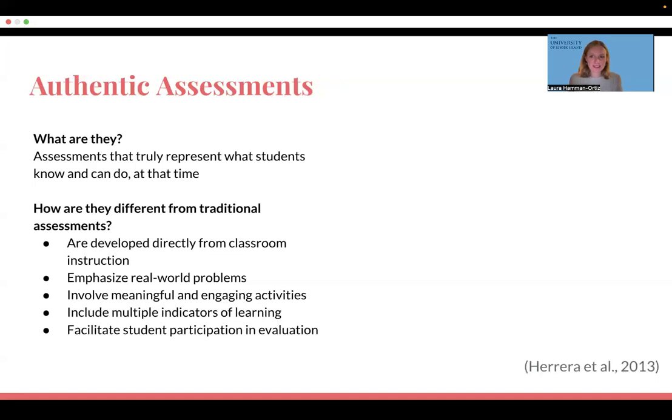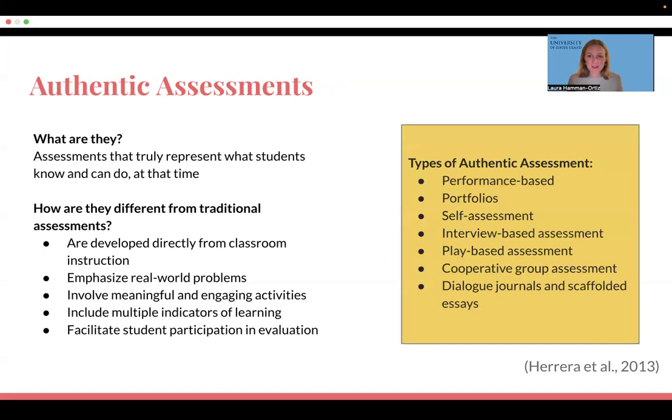An authentic assessment is developed from classroom instruction. It often is focusing on real-world problems and how to solve them. It involves meaningful, engaging activities with multiple indicators of learning. And it also includes student participation in the evaluation process, often through the forms of peer feedback and checklists or self-evaluation that's embedded in this process.